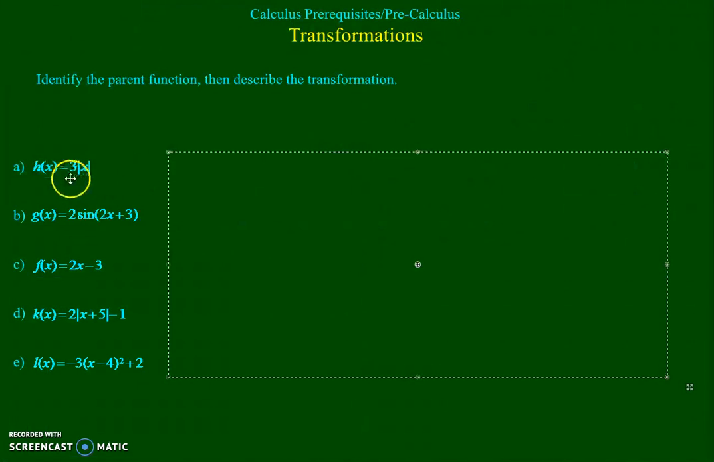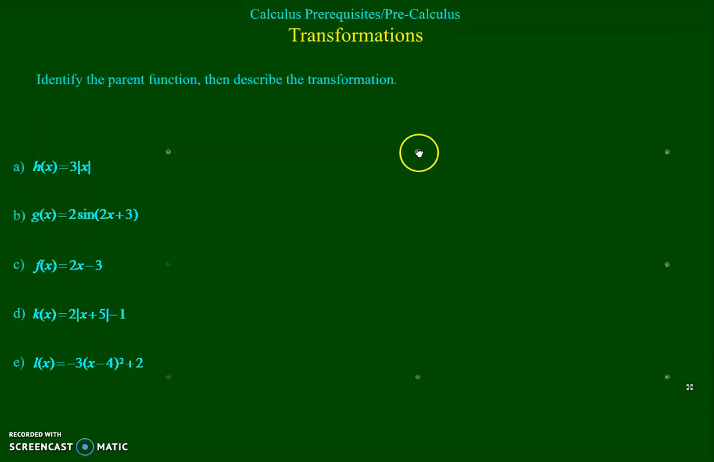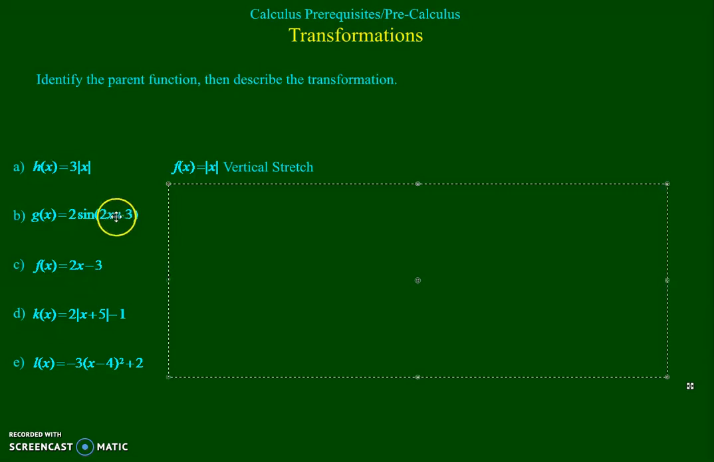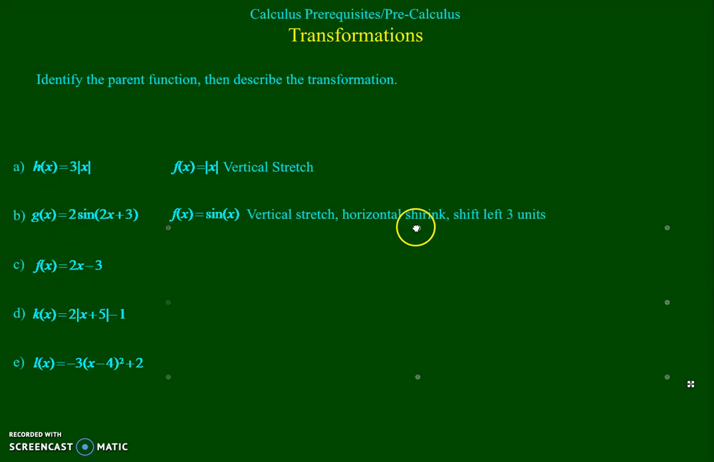In our first example, it's absolute value, and we're multiplying on the outside, so this is a vertical stretch. This is clearly the sine function. We have a vertical stretch, a horizontal shrink, and we're shifting to the left 3 units. So vertical stretch, horizontal shrink, shift to the left.